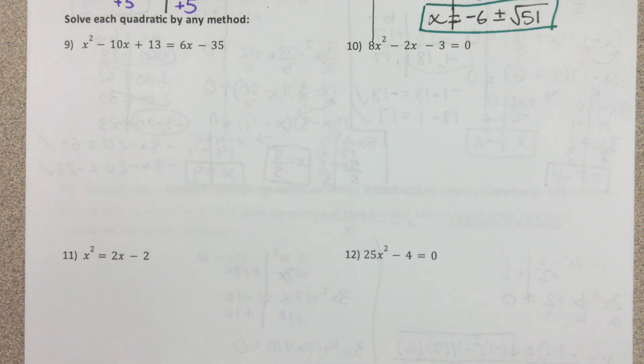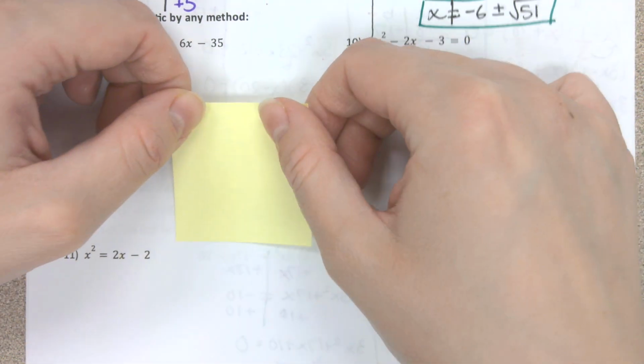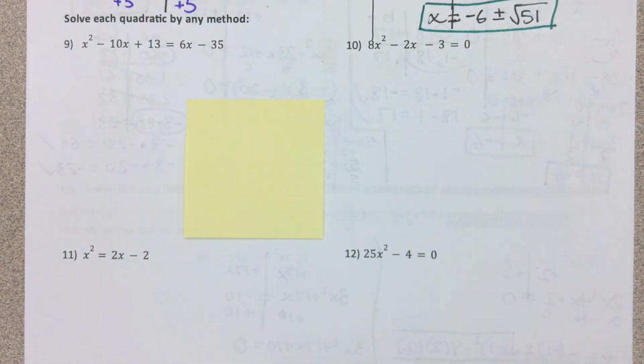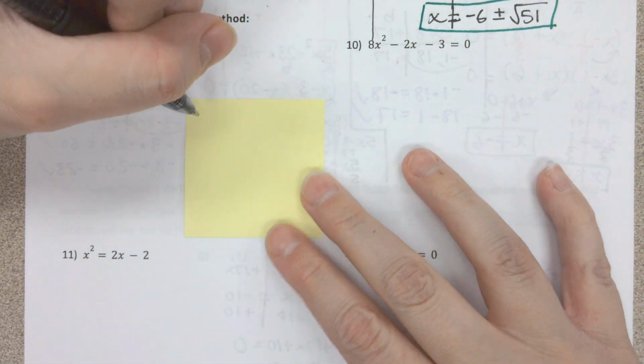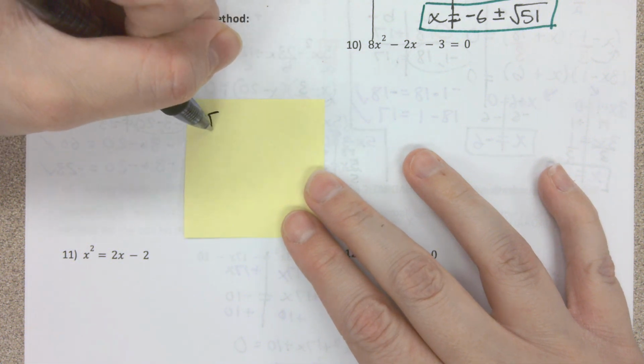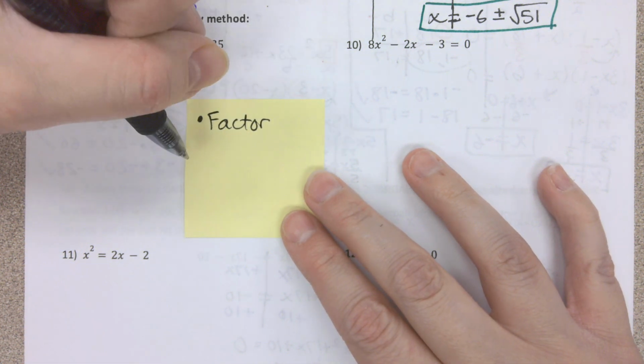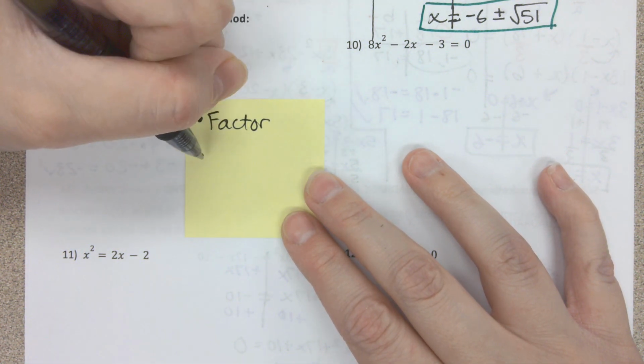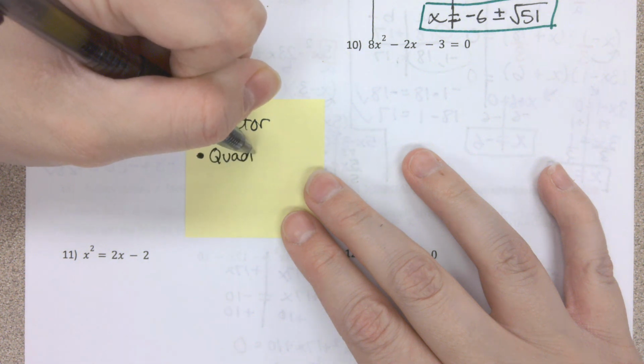9 through 12. Solve each quadratic by any method. So let's talk about this. We have 3 methods. We just did all of them. We have factoring. That's what we did first. We have quadratic formula.